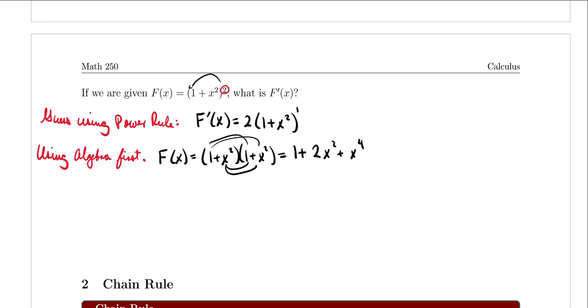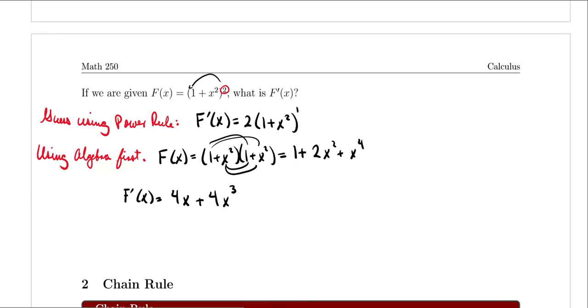Okay, now taking the derivative of this function, we're going to get F prime of x is equal to, the derivative of 1 is 0, the derivative of 2x squared is going to be a 4x, plus the derivative of x to the fourth is going to give us here a 4x cubed. Perfect.